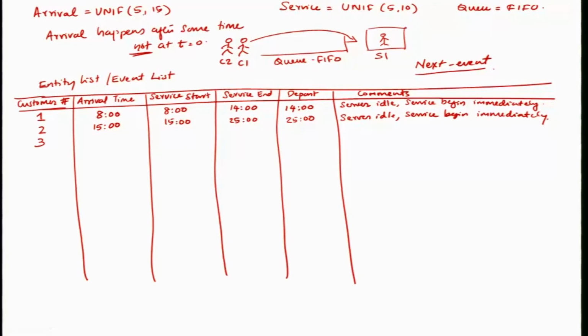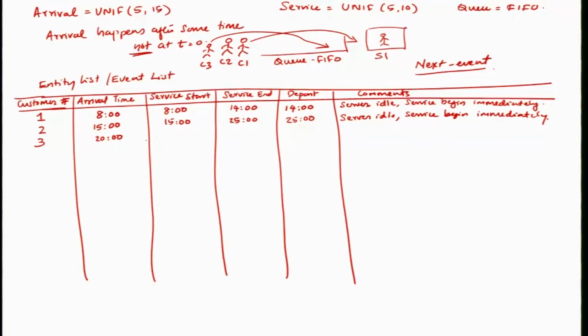Now I am doing the next event of this, and I sampled a value, taking the arrival time as 5. So, 15 plus 5, the arrival will happen at 20. This is your C3. When it comes at 20, it sees that the server is not free, it is busy. So, C3 will come and join the queue.